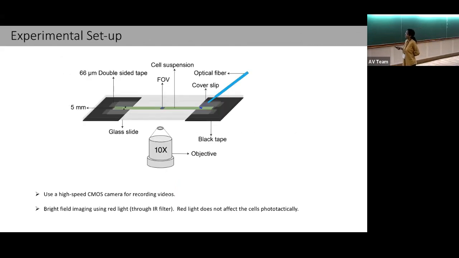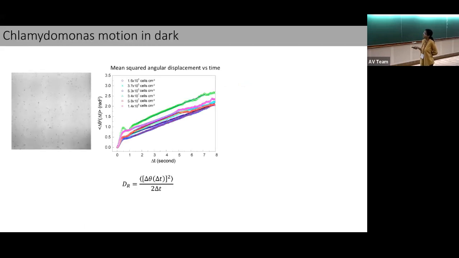Our experimental setup was simple-minded. I have this chamber containing cells. I am looking from below at low magnification. The stimulus light is at one end of the cover slip. The cells are very sensitive to light, so even though the light is far away, they can phototax very well. And we image the cells. And so again, these movies.